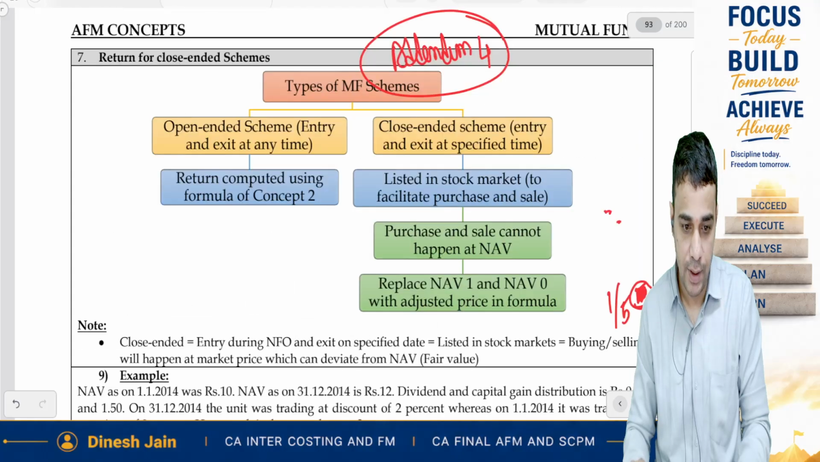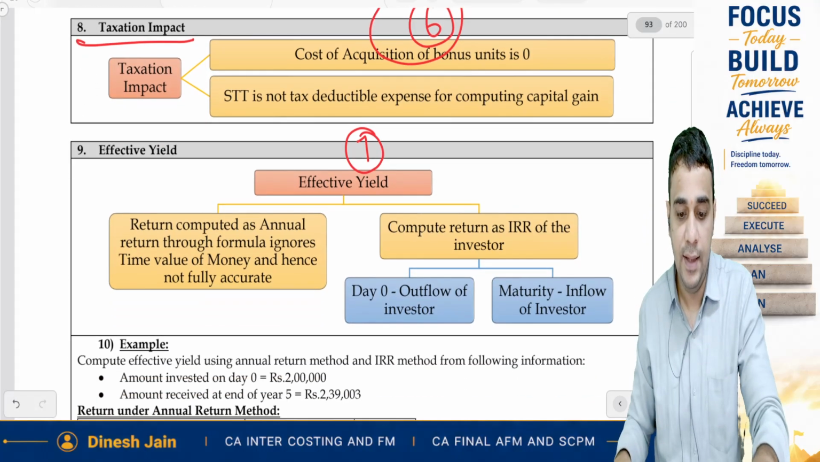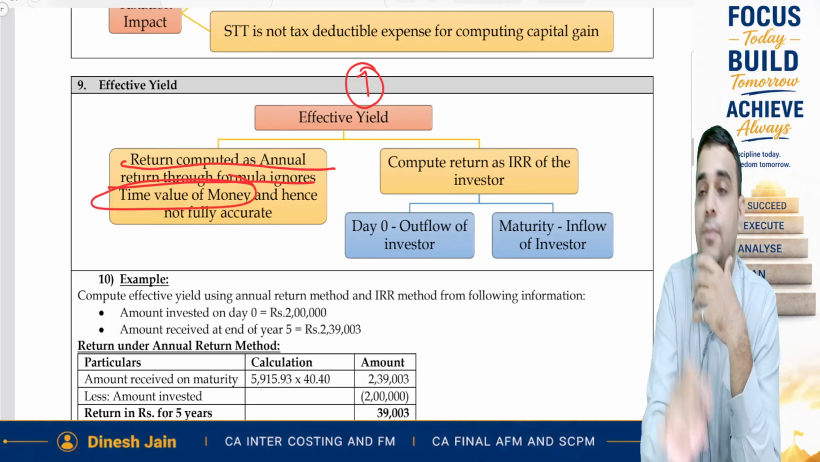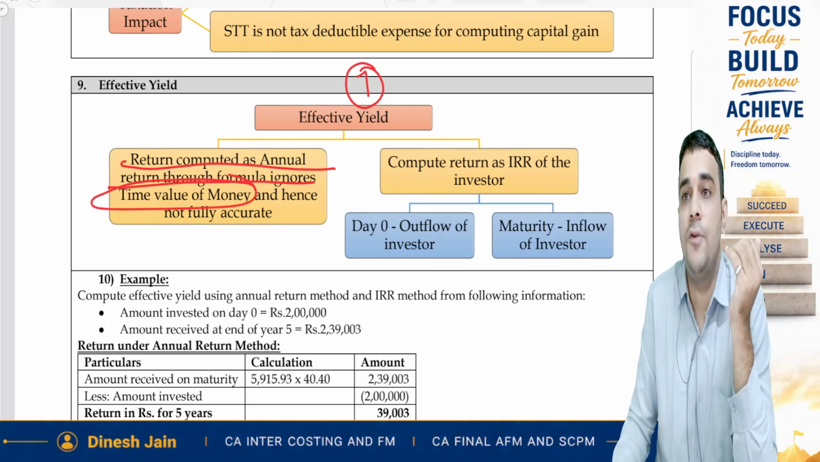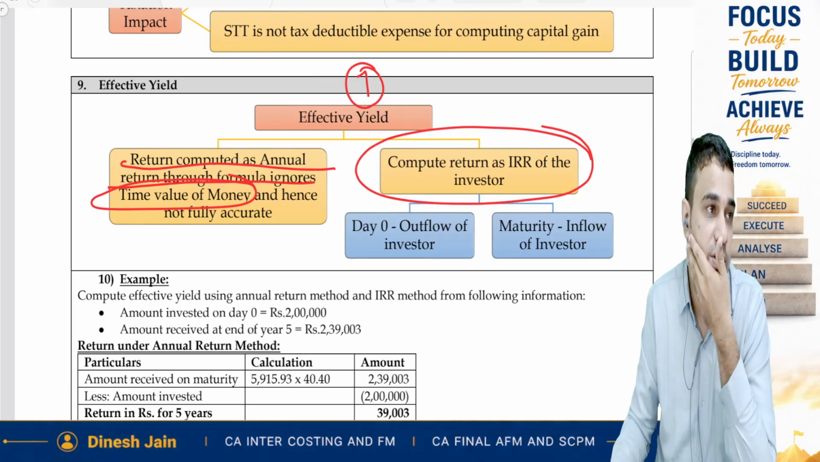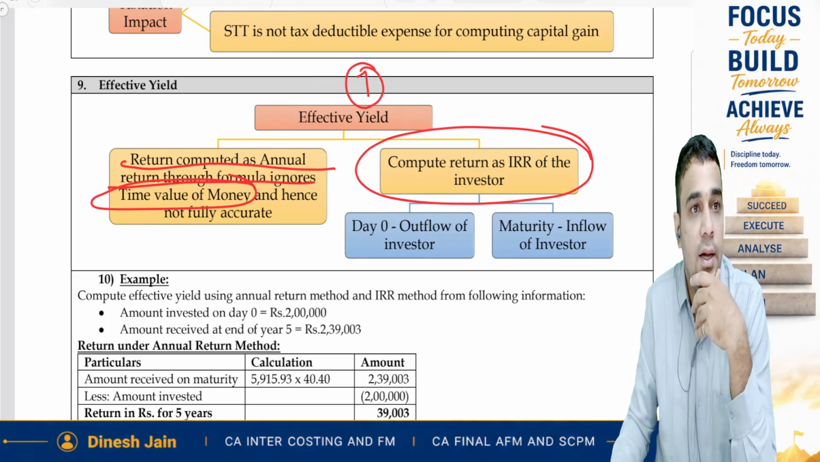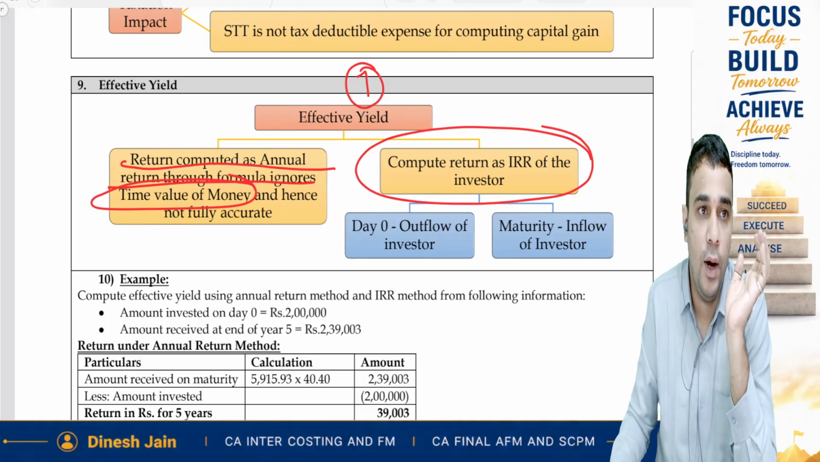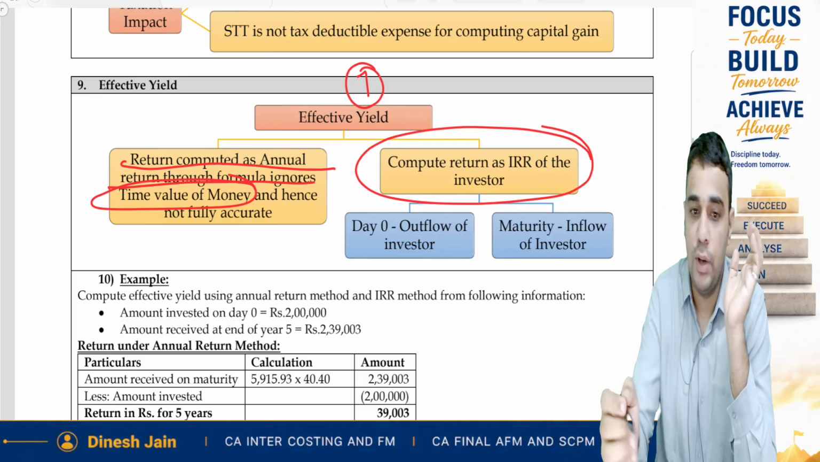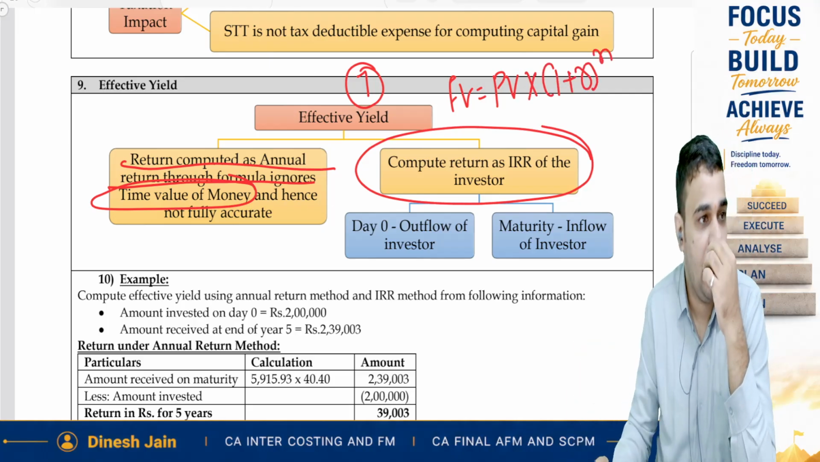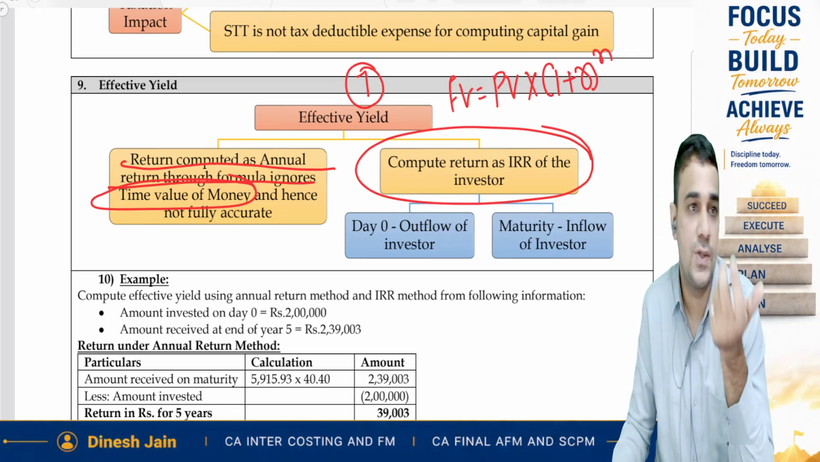This was the concept number 9, effective yield. Return computed through the formula ignores time value of money and is not accurate. Compute return as the IRR of the investor. Day zero outflow, maturity inflow. You can use this formula also: future value is equal to present value into 1 plus R power n, and R is the IRR. You can do this also.